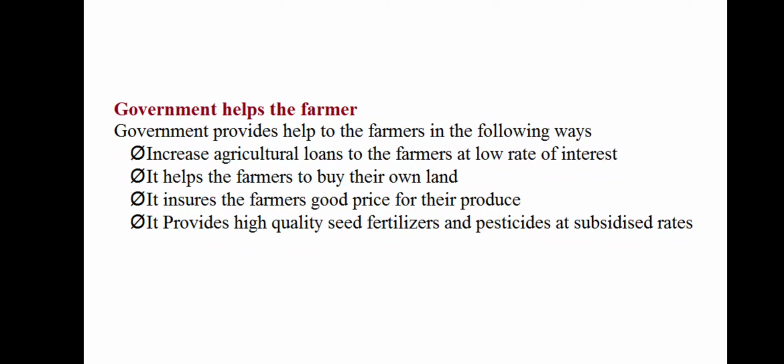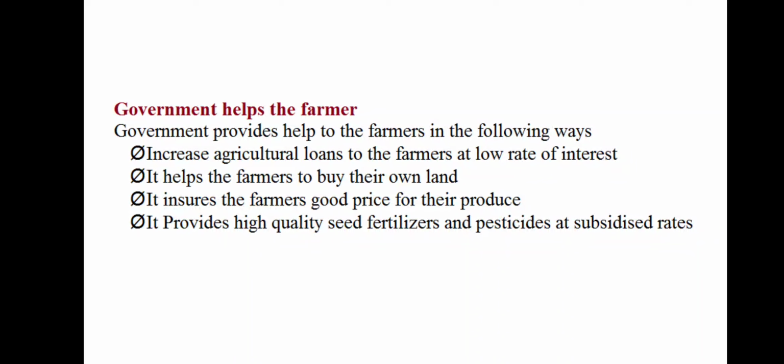Governments provide help to the farmers in the following ways: increase agricultural loan to the farmers at low rate of interest. So when these farmers need a loan or they need money from the bank, in order to repay the loan, they have to pay interest. So this interest is very low compared to other loans. When a farmer takes a loan for crops, the interest he should pay is very little. It helps the farmer to buy their own land.